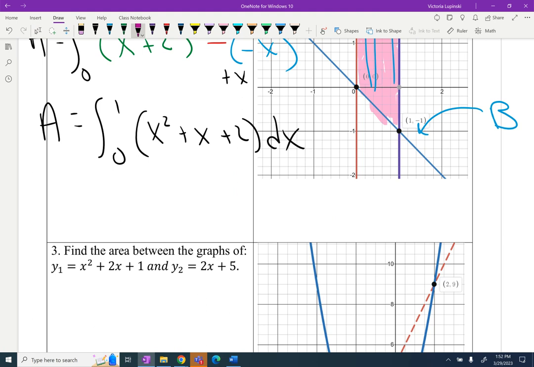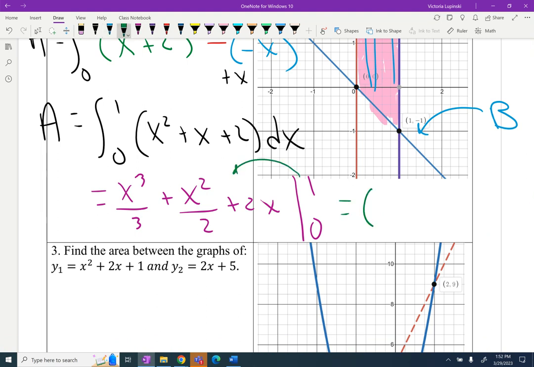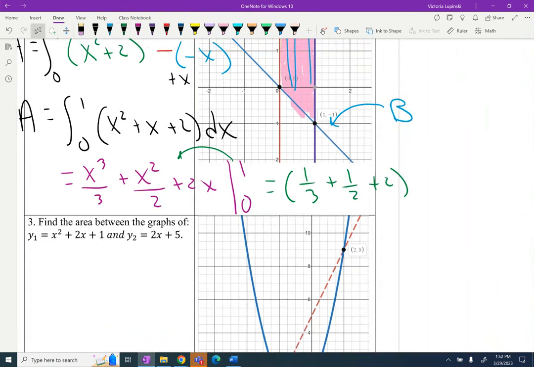How do you integrate x squared? Cubed over 3, squared over 2, 2x. Evaluate that bad boy from 0 to 1. What number do I plug in first? 1. So everywhere there's an x, put a 1. That's going to give me a third plus a half plus 2. The fundamental theorem of calculus always says subtract. And then everywhere there's an x, put a 0. Again, doesn't always turn out to be this way, but in this case it is in fact 0.